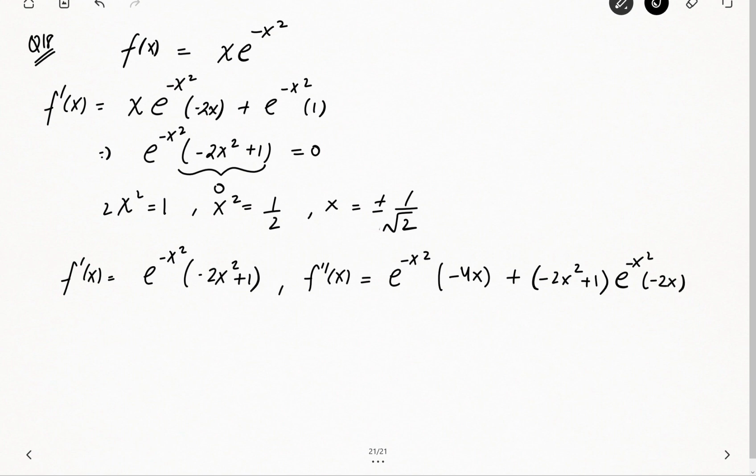Okay, so once we have this in front of us, we can figure out that e to the negative x squared is a common factor for both of them. So let's factor it out. We get f double prime of x to be e to the negative x squared times negative 4x plus negative 2x squared plus 1 times negative 2x.